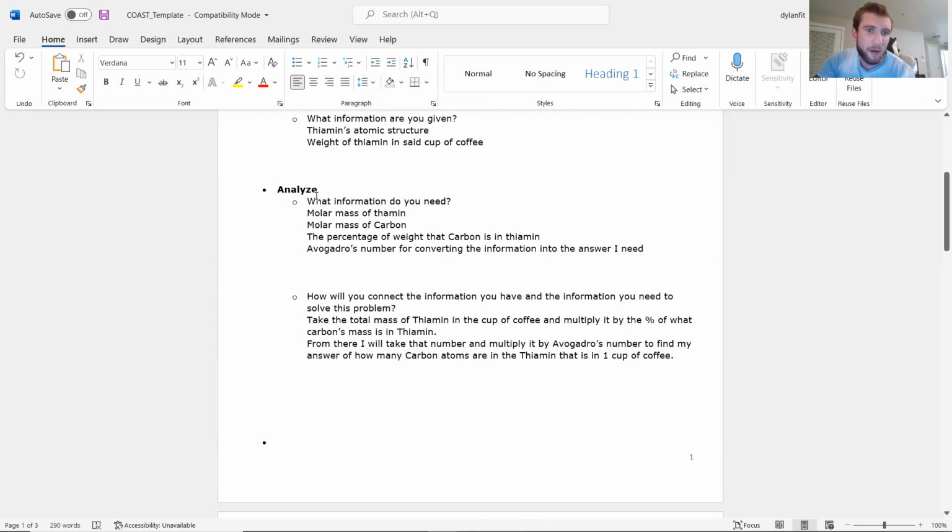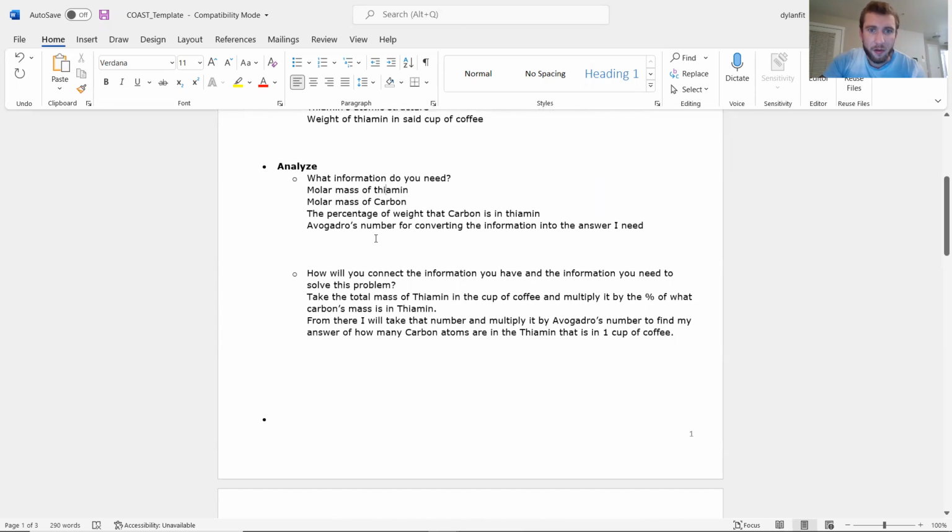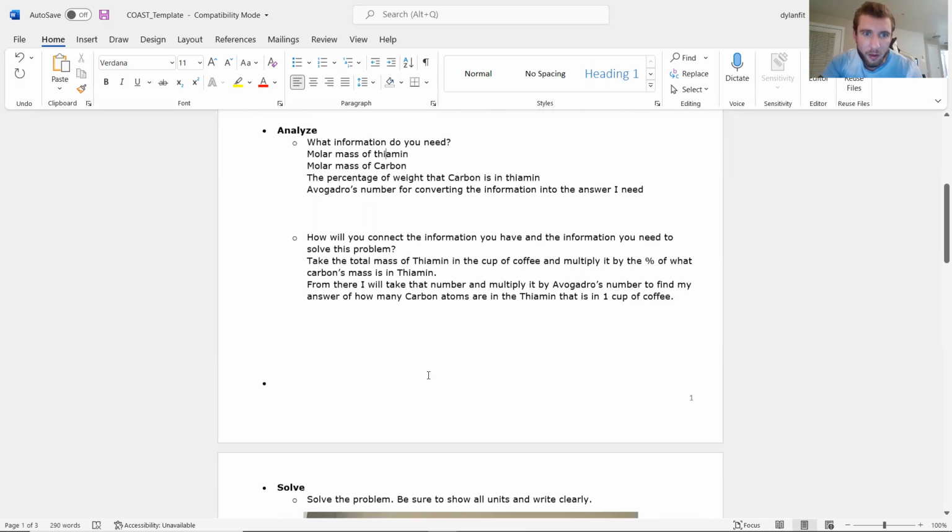So on the next bit, analyze, what are we going to need? We're going to need the molar mass of thiamine. So I'm just butchering all the spelling over here. We got the molar mass of thiamine is what we're going to need. Molar mass of carbon, easy. The percentage of weight that carbon is in said thiamine. And we're going to need Avogadro's number to help us with converting the information, going from grams to moles to atoms.